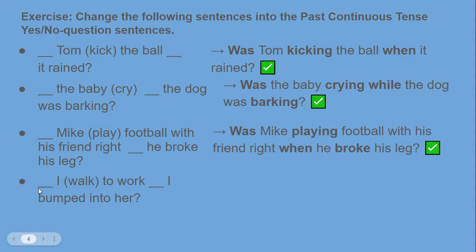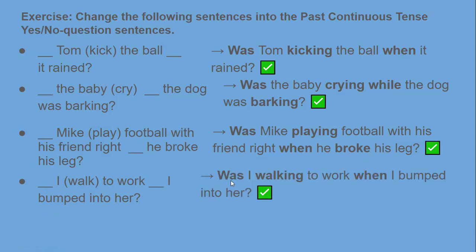Next up, gap: I walk to work. Gap: I bumped into her. Subject I, and therefore we have to use was, and our verb needs to end with an ing. We have to connect the first action to the second action by using when, because the second action is in the simple past. So the correct sentence becomes, was I walking to work when I bumped into her?